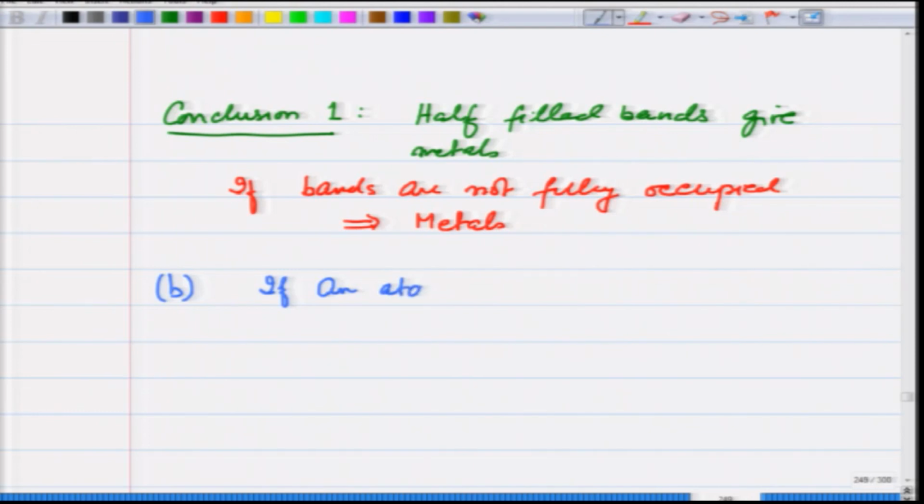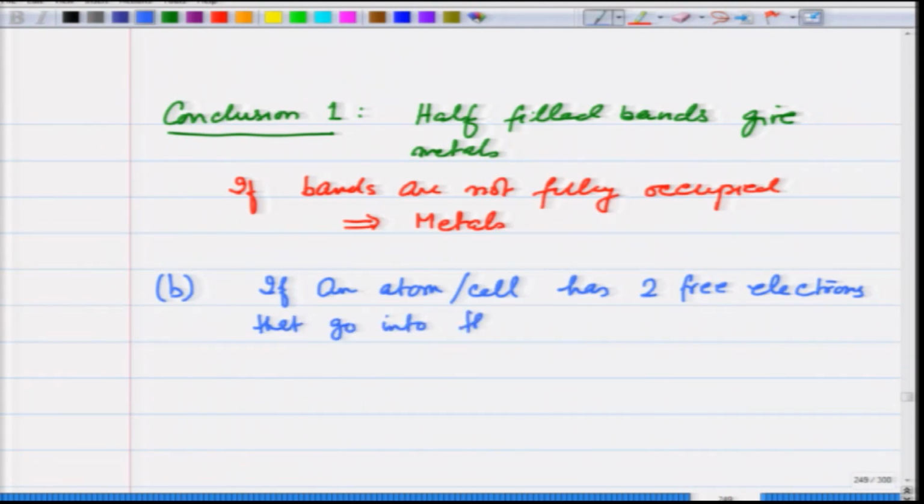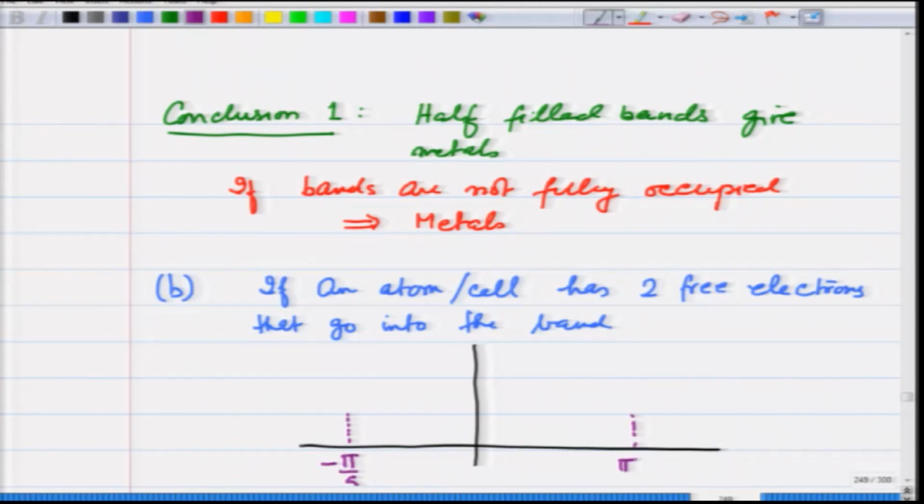Now, let us see what happens if an atom per cell, suppose there is only one atom per cell, has 2 free electrons that can go into the band. In that case, let me make this picture again, the band diagram. I have minus pi by a to pi by a, and this whole band is filled with electrons. It has occupied all the states. And the next band has a gap.